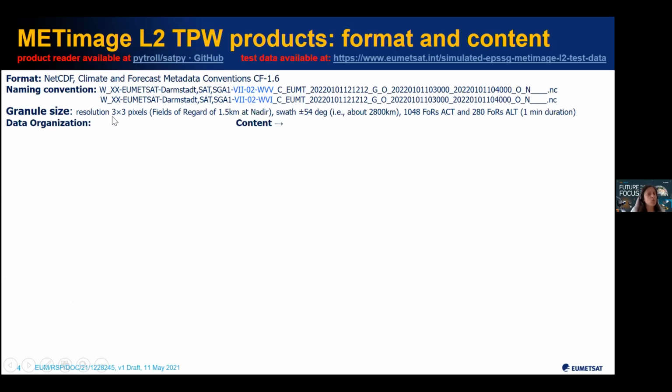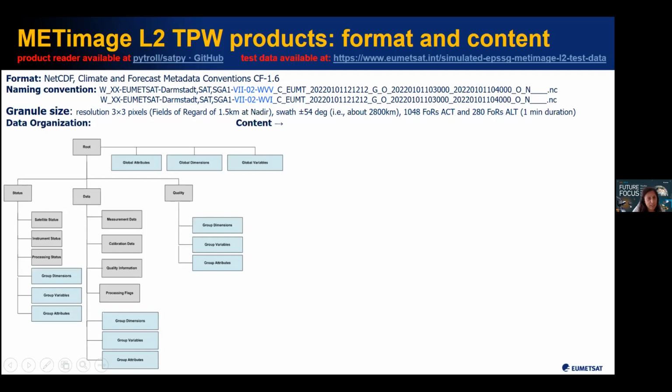The spatial resolution of the product is 3 by 3 pixels. So the water vapor is not derived per pixel, but by aggregating the pixels in a 3 by 3 pixel box. To this box, we gave the name field of regard, and the extension of one field of regard is basically 1.5 kilometers. The swath again is about 2,800 kilometers, and in each 1 minute product, you have about 1,000 per 300 fields of regard.